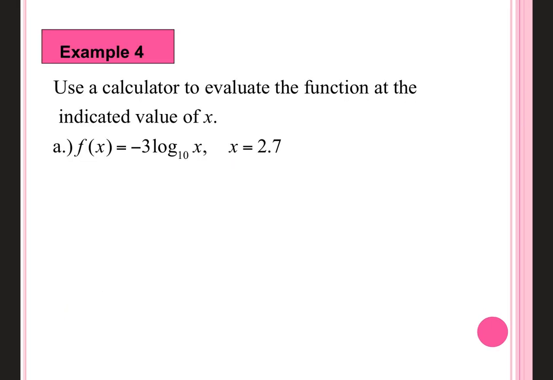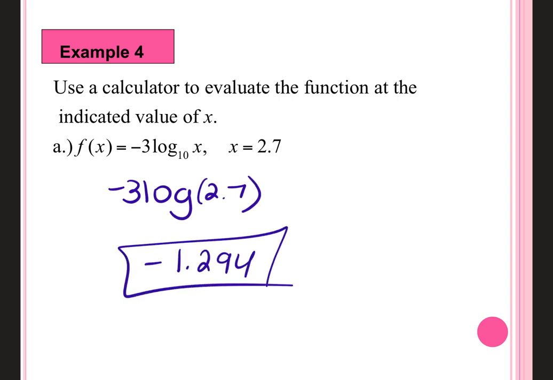All right, so it says use a calculator to evaluate the function at the indicated value of x. This is negative 3 log, and then log base 10 doesn't need to be there. It could just be log of 2.7. And our calculators can handle that whole thing. -3 log 2.7. -1.294. It didn't say what to round it to, but just do 3. Still with me? Good? Okay.